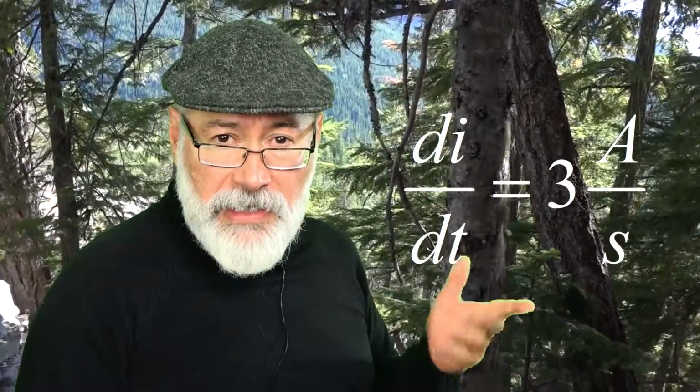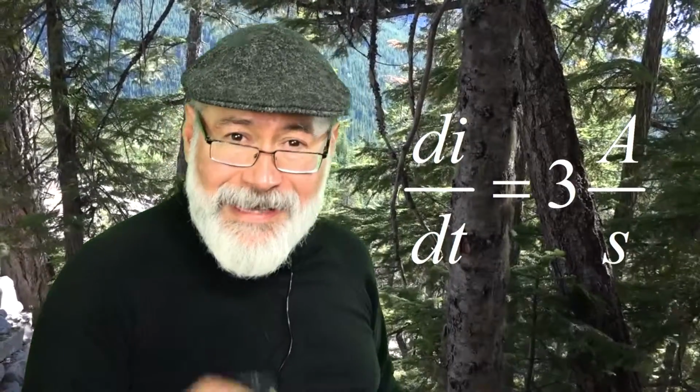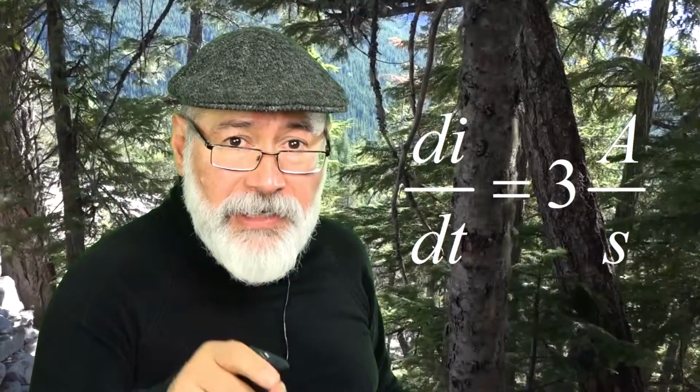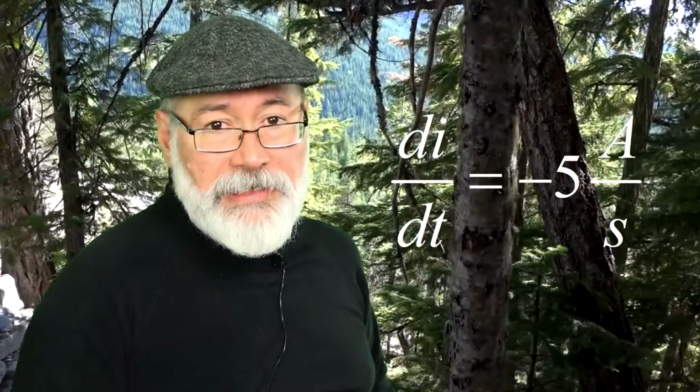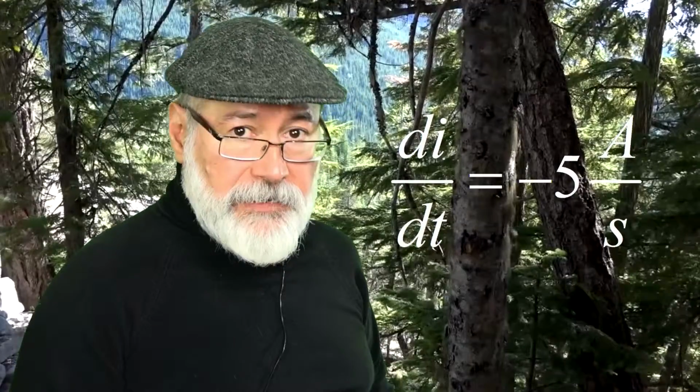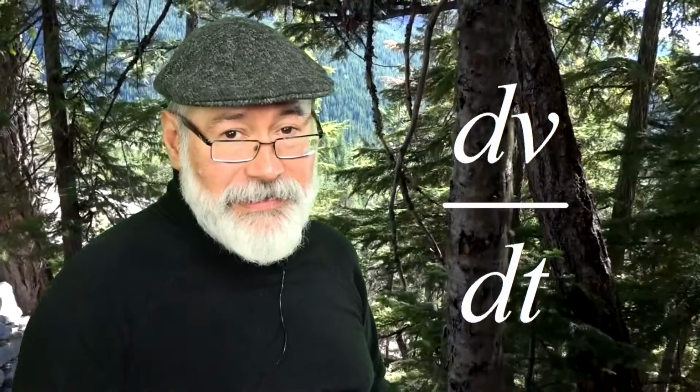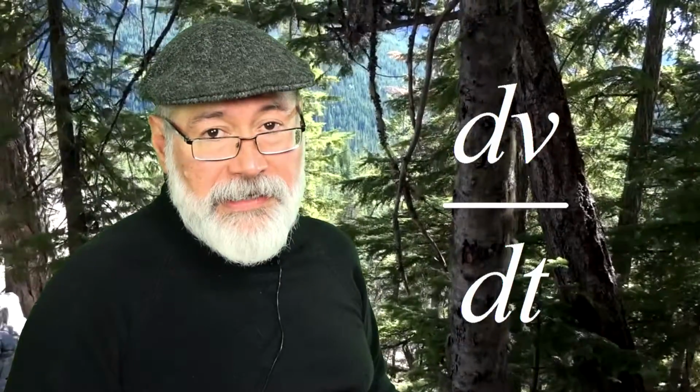For example, if for a given current dI/dt is 3 amps per second, we know then that that current is growing at a rate of 3 amps every second. Or if dI/dt is negative 5 amps per second, then that current is decreasing its value 5 amps every second. dI/dt. Well, can you tell what would be the meaning of dV/dt? Absolutely. That tells you how quickly that voltage is changing with time. And the units? Right, the units are volts per second. I think we're good there.